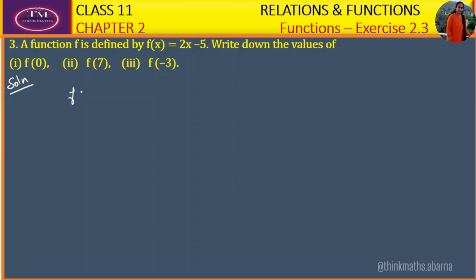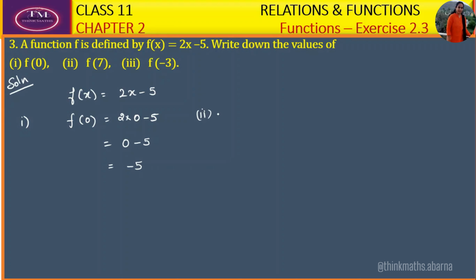So f of x is 2x minus 5. For the first question, we have to find f of 0. That means x is 0. So we have to put 2 into, instead of x, 0 minus 5. So 2 into 0 is 0 minus 5. 0 minus 5 is minus 5. This is the first one.